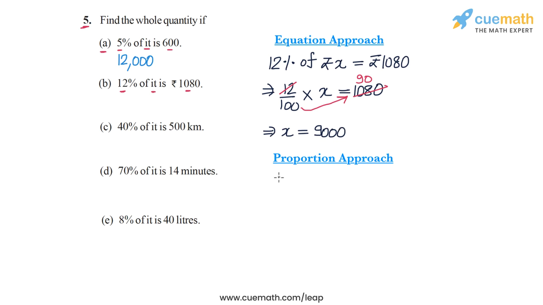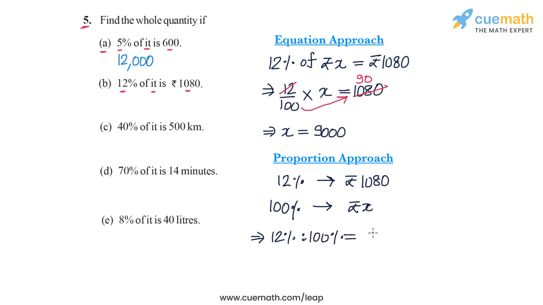So we say that 12% of something, of the whole quantity, corresponds to rupees 1080, and 100% corresponds to the whole quantity, which let's write it as rupees x. So now we can form a proportion. 12% is to 100% will be rupees 1080 is to rupees x. So this will be the proportion that we can create. So we can write this as 12 by 100 equal to 1080 by x.